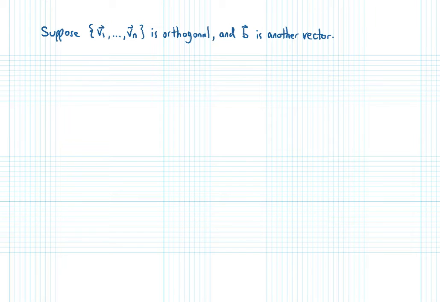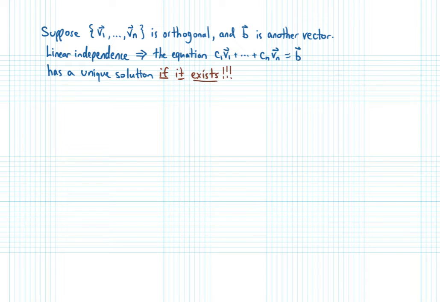Okay, so let's suppose we have an orthogonal set of vectors, and then we have some other vector that we'll call b. We know that one of the problems that we solve in linear algebra is that we try to write b as a linear combination of some set of vectors. Well, as we just saw, orthogonal sets are linearly independent, and one of the things we know about linearly independent sets is that when you're solving equations like this, they will always have a unique solution if a solution exists at all. Linear independence means that there are no free variables, so the solution is unique if it exists.